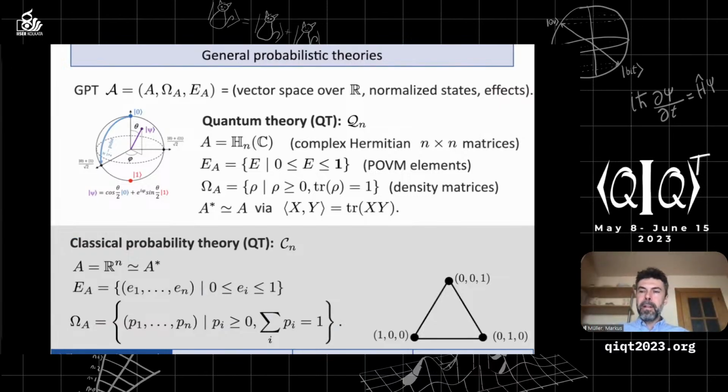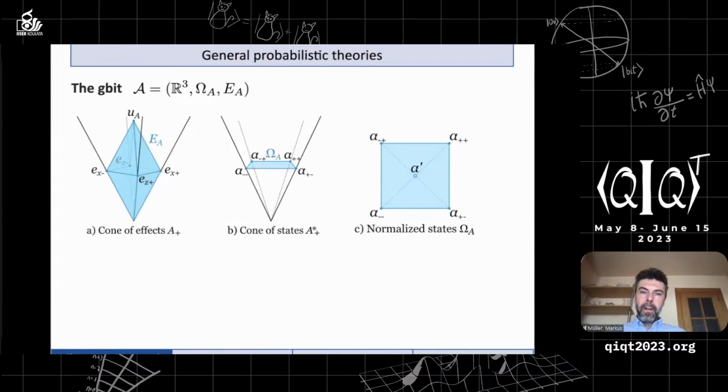Now your state space doesn't look like a ball as in quantum theory, it looks more like a simplex. So you have a convex combination of finitely many deterministic states, basically. These are the classical pure states. Here's an example of a theory that's neither classical nor quantum, and that's been studied sometimes in quantum information and foundations. It's called the generalized bit, or gbit.